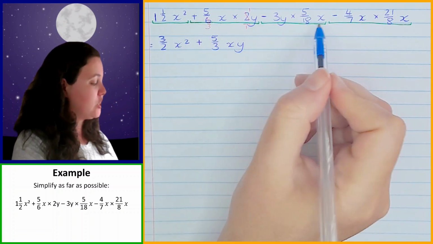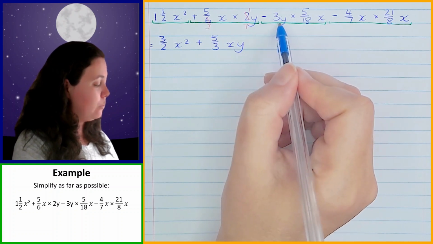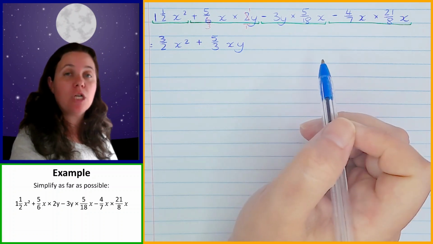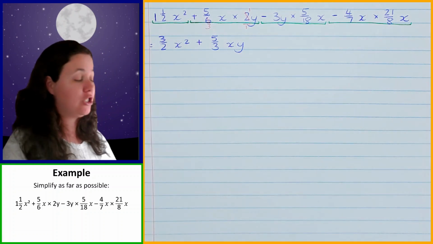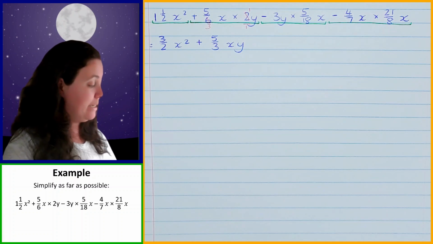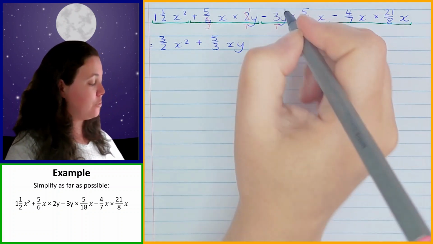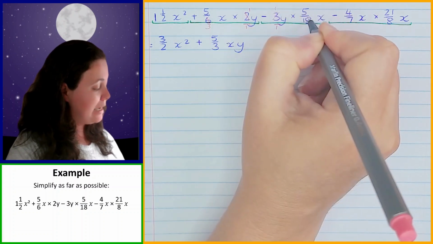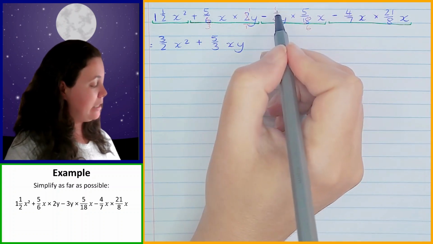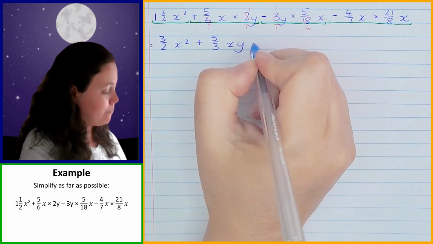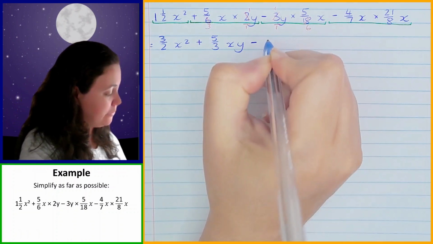Okay, now we have the next term over here. We've got negative 3y times 5 over 18x. Same thing as the last one. I'm going to multiply my numbers, which are the fractions. So I've got 3 over 1, and I'm multiplying that by 5 over 18. So the 3 goes in there once, and 3 goes in there 6 times. Then I can't simplify anything else, so that gives me 5 over 6. Okay, so I've got minus, because a negative times a positive is negative.